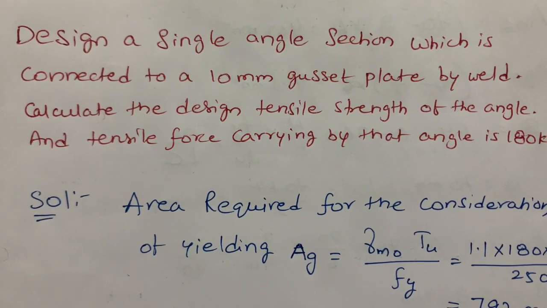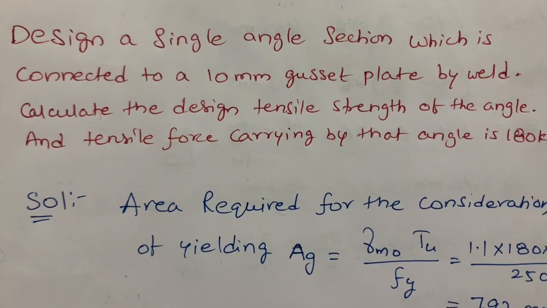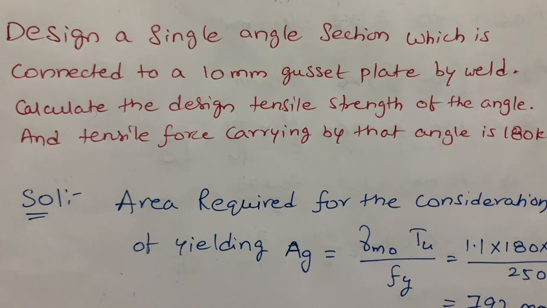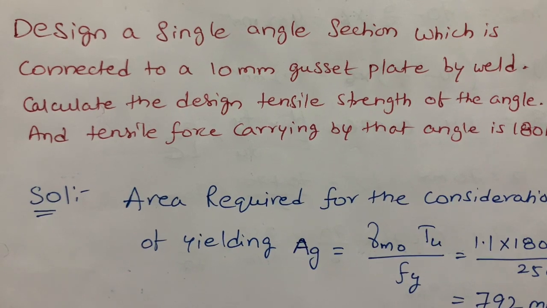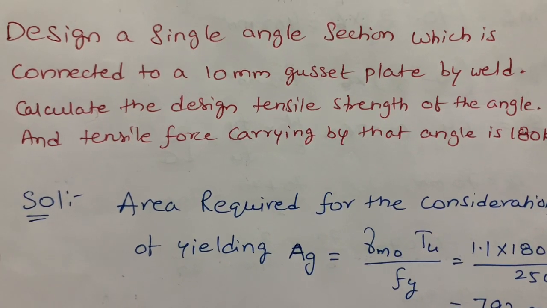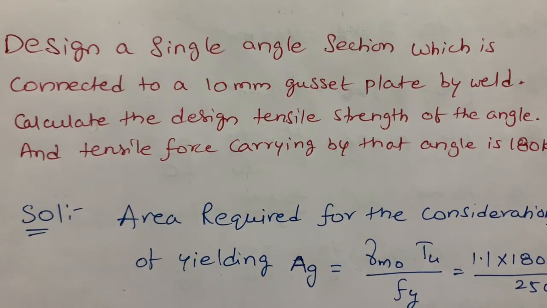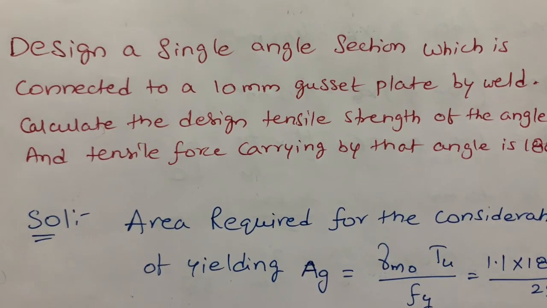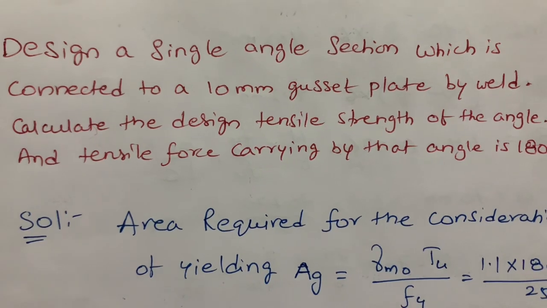Hello everyone. In this video I will show you how to design a single angle section which is connected to a gusset plate by using welding. In my previous lecture I told you about tension members problem. This is also one of the tension member problem, but it is connected by using welding.